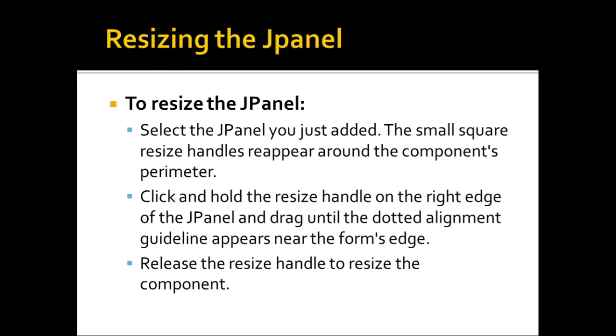So how to resize the JPanel: select the JPanel you just added, then the small square resize handles reappear around the component's perimeter. Click and hold the resize handle on the right edge of the panel and drag until the dotted alignment guidelines appear near the form's edge. Release the resize handle to resize the component.